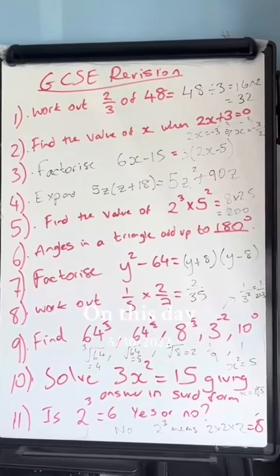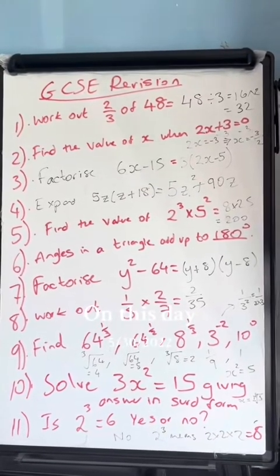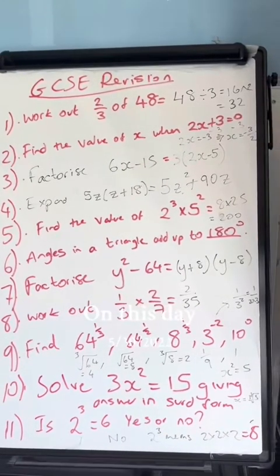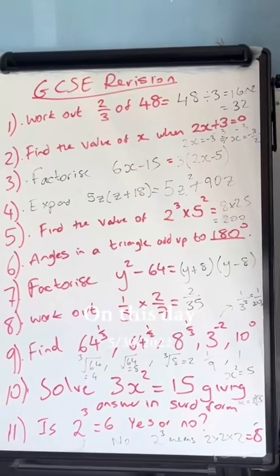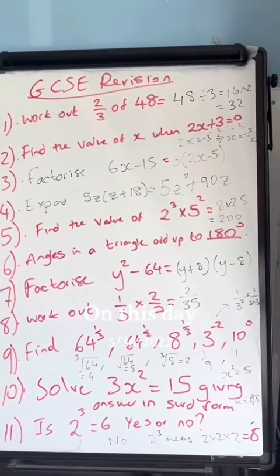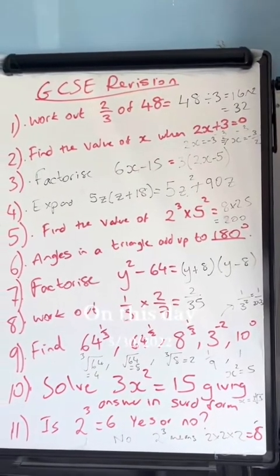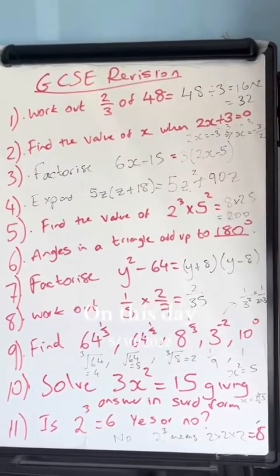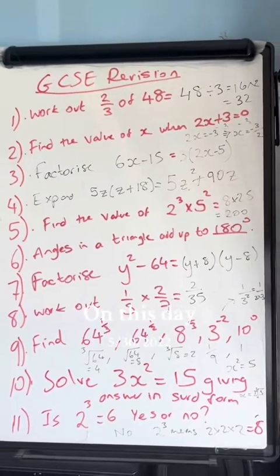This is question number 6, guys. A random fact here: angles in a triangle add up to 180 degrees. Make sure that you remember that. If you're ever given a triangle question where they give you 2 angles and then ask you to work out the 3rd angle, angles in a triangle add up to 180 degrees.